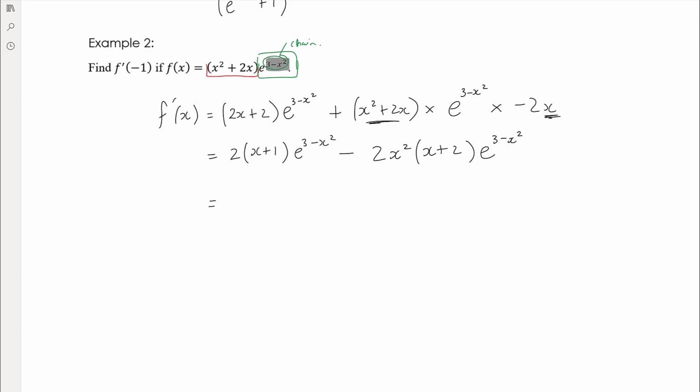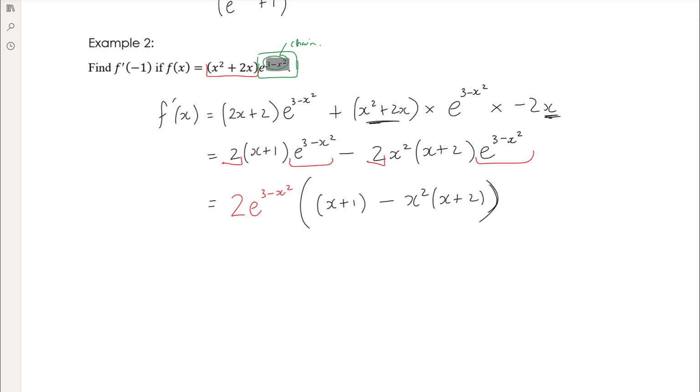Now once again, you've differentiated, you can stop at this point, but you'll always find that the term with the e in it is common, so you could always take that out as a common factor, and in this instance we could also take out the 2 as a common factor. So if we take out 2e to the 3 minus x squared, we're going to be left with x plus 1, take away x squared, x times x plus 2.